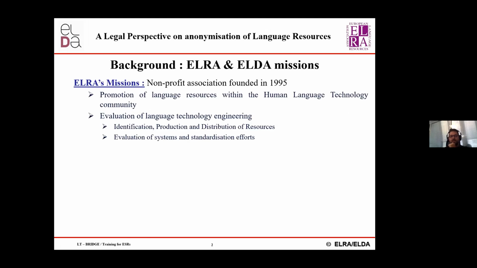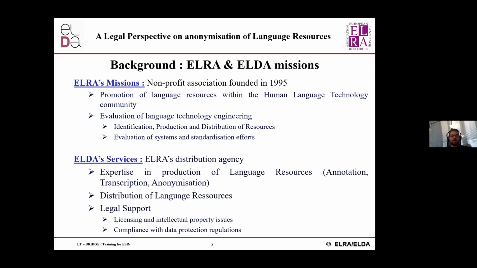ELRA's mission. ELRA is a non-profit association that has been founded in 1995. Its main missions are to promote language resources within the human language technology community, provide evaluation of language technology engineering, provide services such as identification, production, and distribution of resources, evaluate systems and participate in standardization efforts. ELDA is the ELRA distribution agency. Its main expertise is in the production of language resources, especially annotation, transcription, and anonymization, as also selected in the MAPA project.